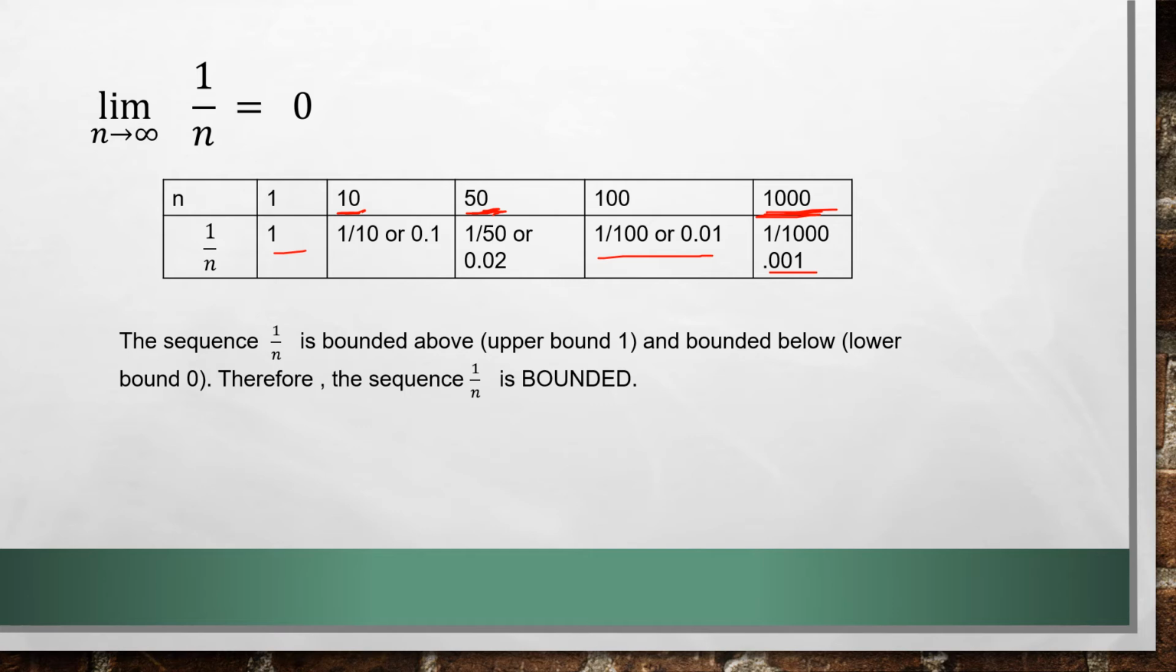So what does it mean? It implies that as n approaches positive infinity, the value of 1 over n is approaching 0.